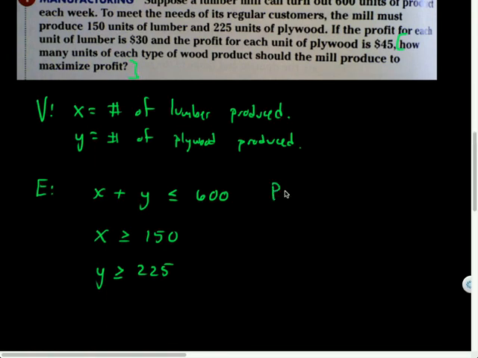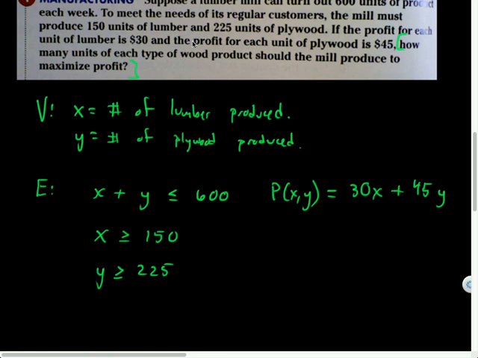And then I've got an equation related to the profit, right? So I've got a P of x comma y equation. This is an equal one, not an inequality. How much money do I make per unit of lumber? 30. So 30 times what? 30x would be the amount of money that I profit from selling all of my lumber. And plus what? 45y is going to be my total profit. All right, so here's my setup.